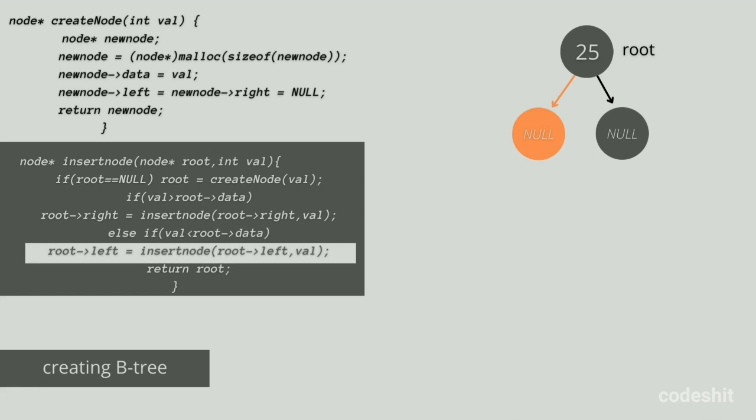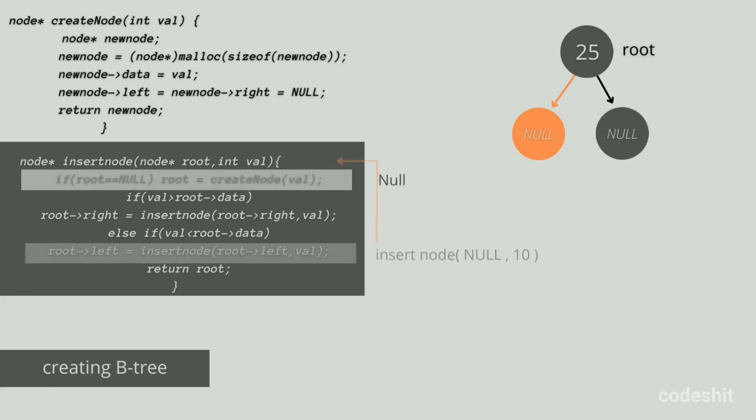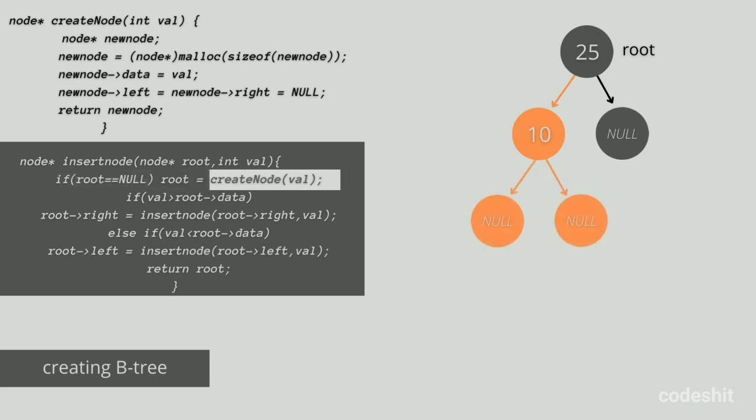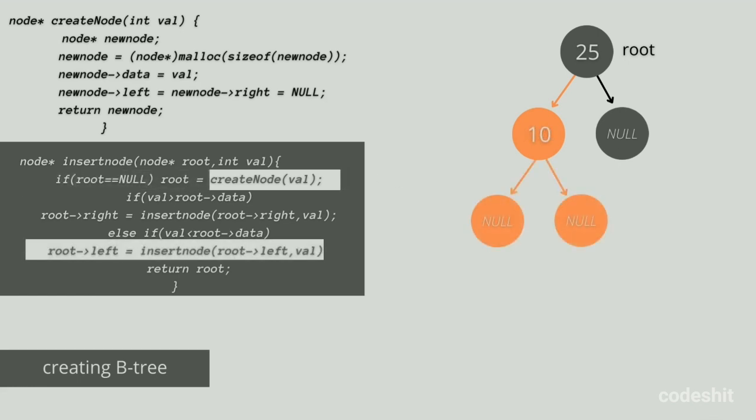This is a recursive function, I'm calling this function again and again. So I'm passing its address. Now you can see here the left address is null. First we check, is the address equal to null? If root equals null, yes, it is equal to null. So I'm going to create a node here. I'm calling the create node function. So a node is created here, and finally its address is returned to the left part.